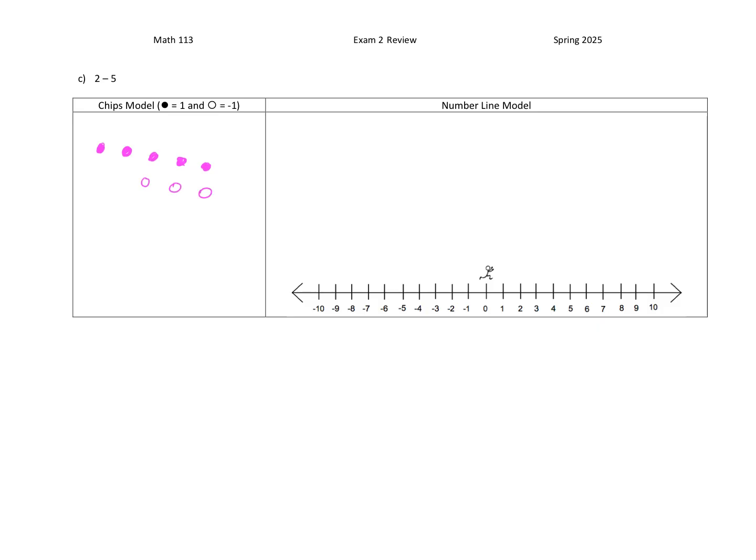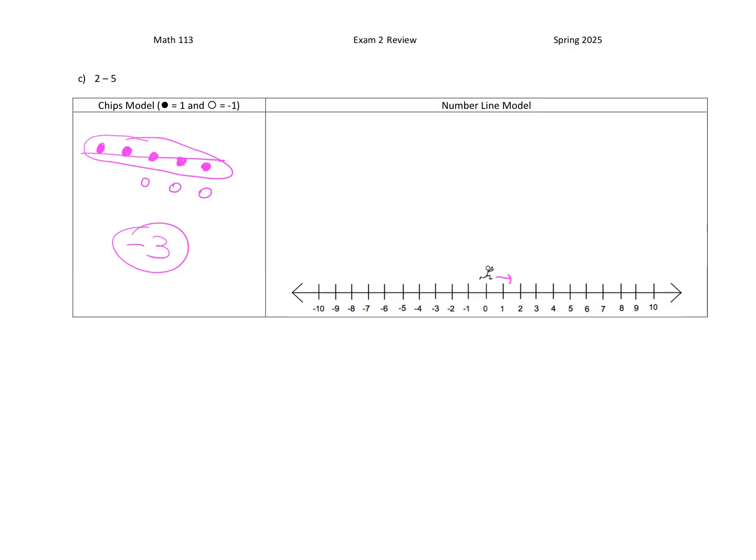So really, I haven't changed the value of 2 at all. This is 2 plus 0 because these all kind of cancel. So this is 2. Oh, and I want to take away 5 positive chips. Okay, so I'm going to take all 5 of these away, and what's left is negative 3. 3 negative chips.